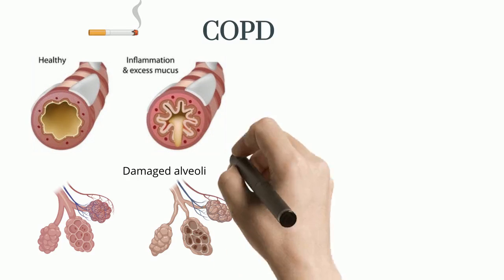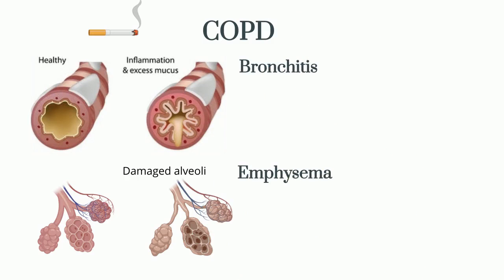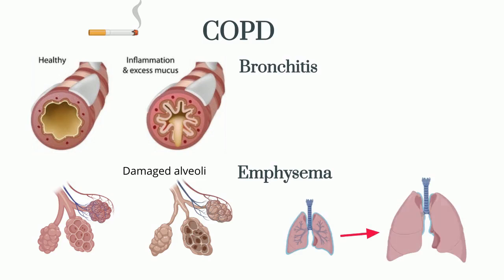COPD is divided into emphysema and bronchitis. Emphysema occurs when alveoli are damaged, reducing their elasticity or ability to expel air. This causes air to be trapped in the lung, termed hyperinflation, preventing adequate airflow. Bronchitis is characterized by narrowing of airways, which can be caused by excessive mucus production and airway thickening.